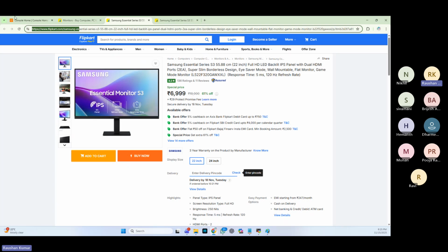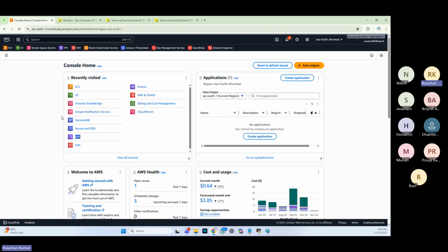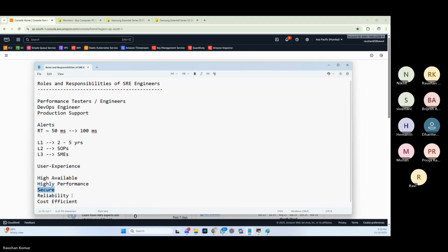Right from when you hit the application from your browser, how the request traverses and who can access it matters, because we don't want the application to be hacked. We have a lot of security services which cloud offers. So security is very important.